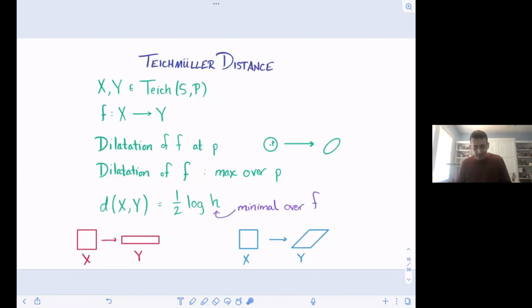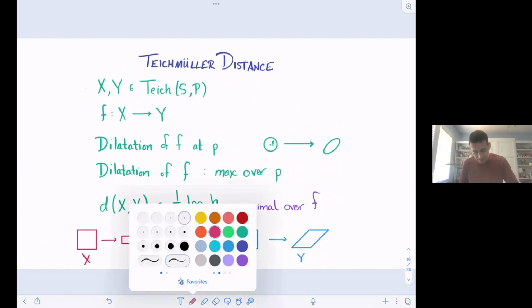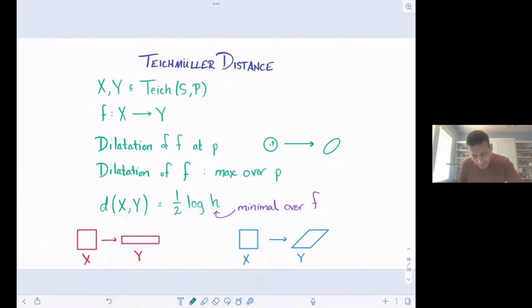All right. Now, Teichmüller defined a distance. I have two complex structures on the same surface. You want to say how different they are, how far apart they are. So X and Y are two points in Teichmüller space, so they're complex structures on S. Well, you can look at maps F from X to Y, and I forgot to say here, homotopic to the identity.